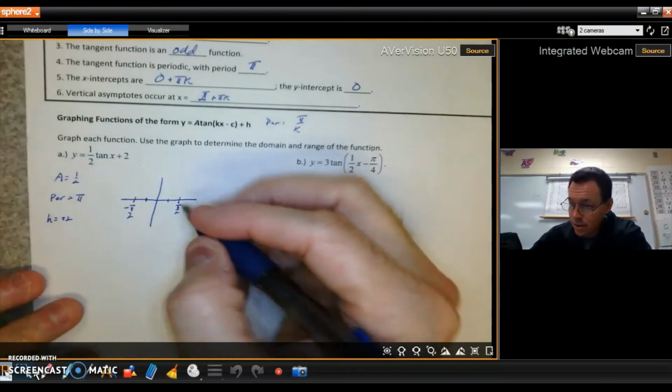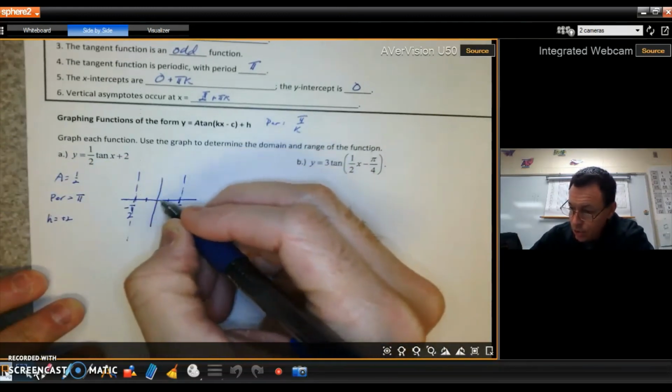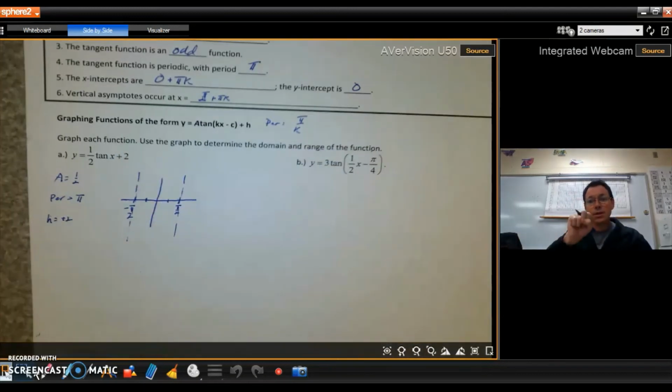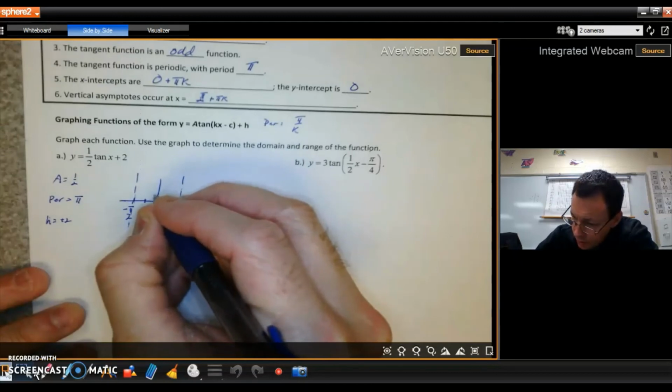The ends, those are our vertical asymptotes. These 3 points, that's the middle. That's our center point, and then our 2 other points where we're going to get our S-curve shape. This one is being shifted up 2, plus 2. So let's do that. 1, 2.